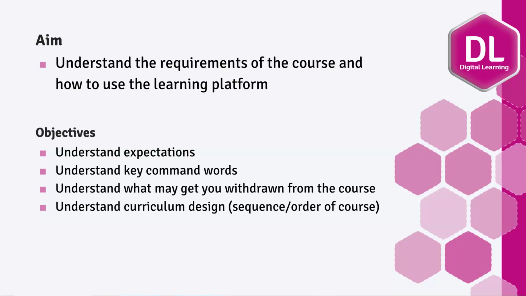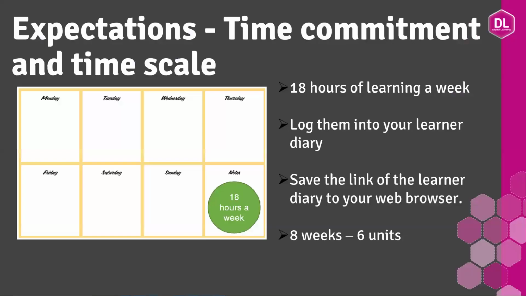Now let's start with the first objective. Understand expectations. We have different expectations, and the first one here is the time commitment and the time scale. You must spend 18 hours of learning a week. So spending 18 hours on your course a week.